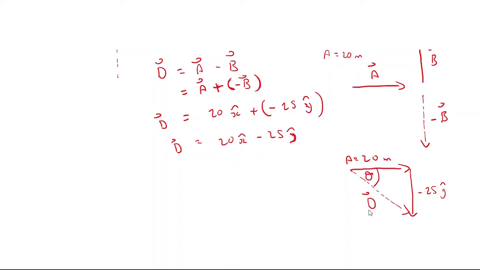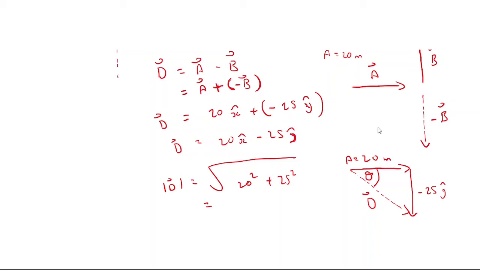And theta will be somewhere here, which is going to be opposite over adjacent. This is y over x, right? Because remember, that's how you're going to find the direction. Okay? So let's see how this works. So if I want the magnitude of D, I'll just simply take the square root of 20 squared plus 25 squared, and then I'll get the magnitude. Okay? Alright, so let's just calculate that magnitude and see what it is.